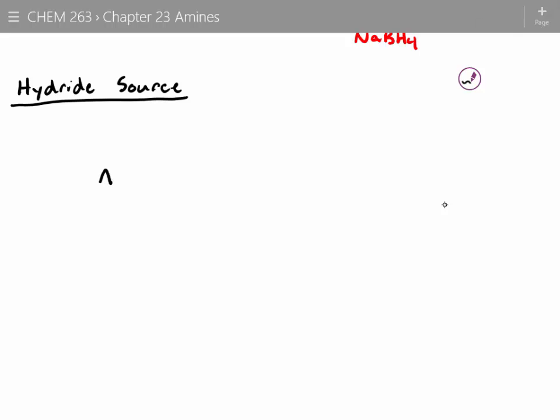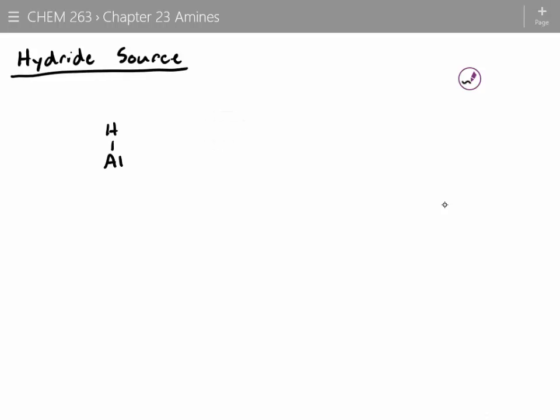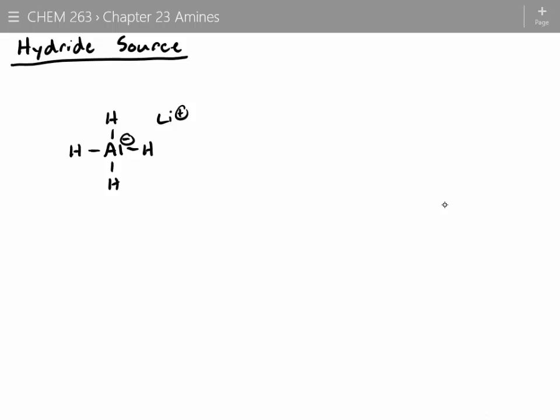All right, what's king of the hydrides? LAH. Because it always works. It always works, but sometimes you don't want it to always work. So we've got lithium aluminum hydride. So that's the strongest. What's the next strongest? Sodium borohydride.